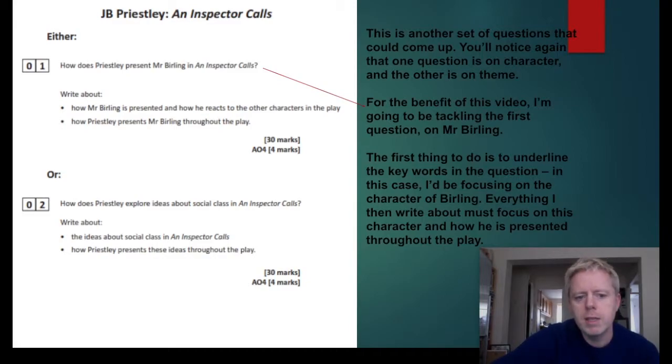How does Priestley present Mr. Birling in An Inspector Calls? So you kind of highlight or underline the key focus of the question, which in this case is Mr. Birling, and ensure then that every single thing you write focuses on his character and how he comes across.